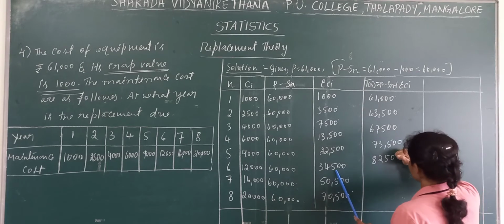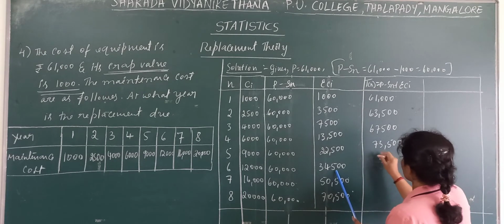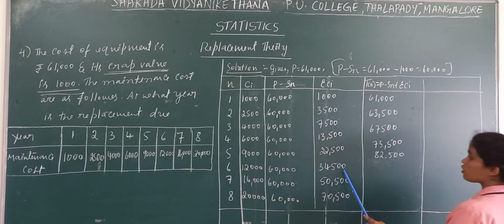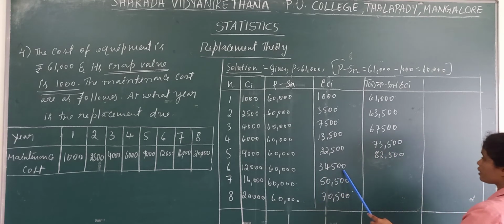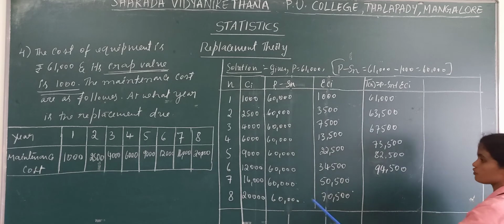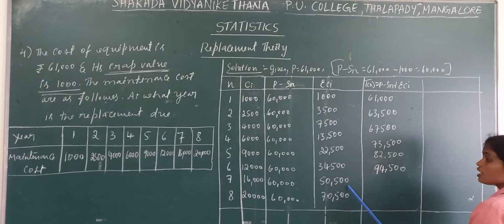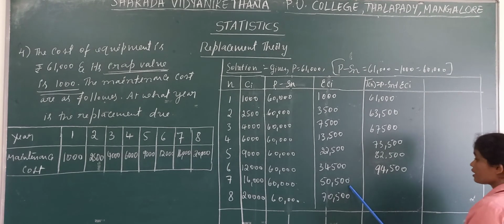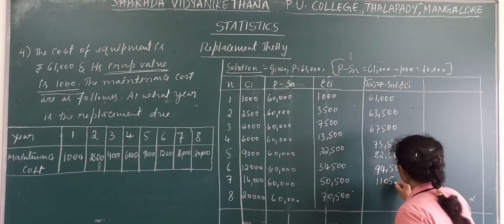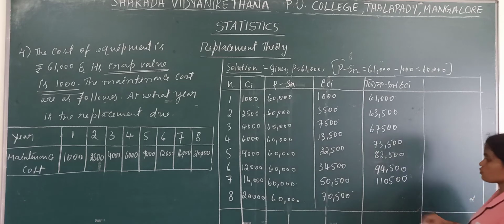That is 94,500. Next, 60,000 plus 50,500. That is 1,10,500. Next, 60,000 plus 70,500.